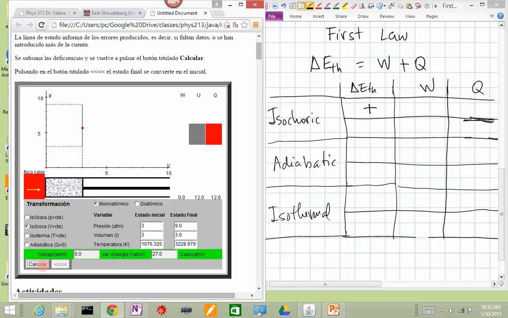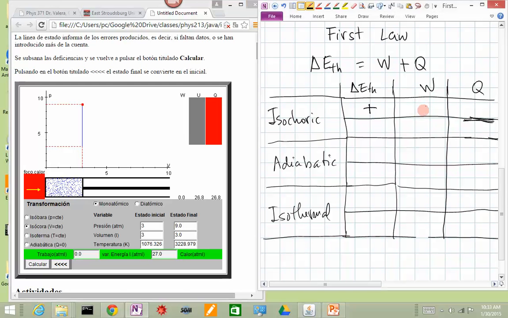And that is your system. The volume is not changing. Work is not done on the system, or the system is not doing work. There is no work because the volume is not changing. So this is 0. That's an isochoric process. And for Q, the energy change is just Q.